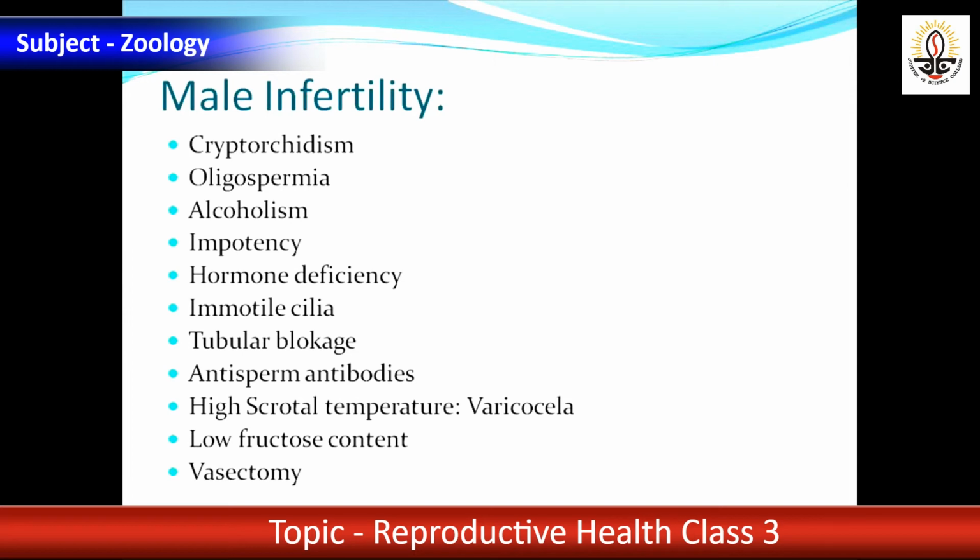If the tail is not having cilia, or the tail lacks axial filament, or is a rudimentary tail. Tubular blockage means blockage of the vas deferens, vasa efferentia, anti-sperm antibody, high temperature, low fructose content. If the fructose content is reduced, the sperm viability will not be there. Vasectomy.